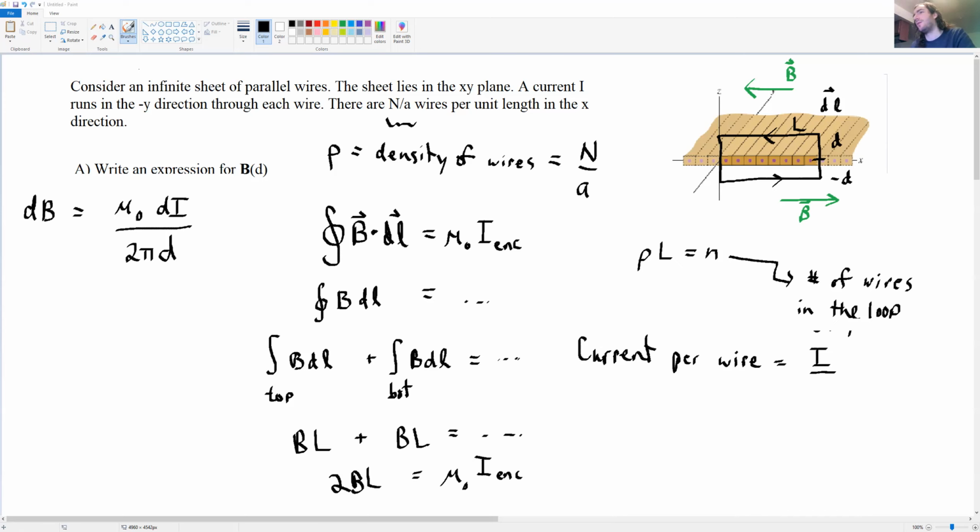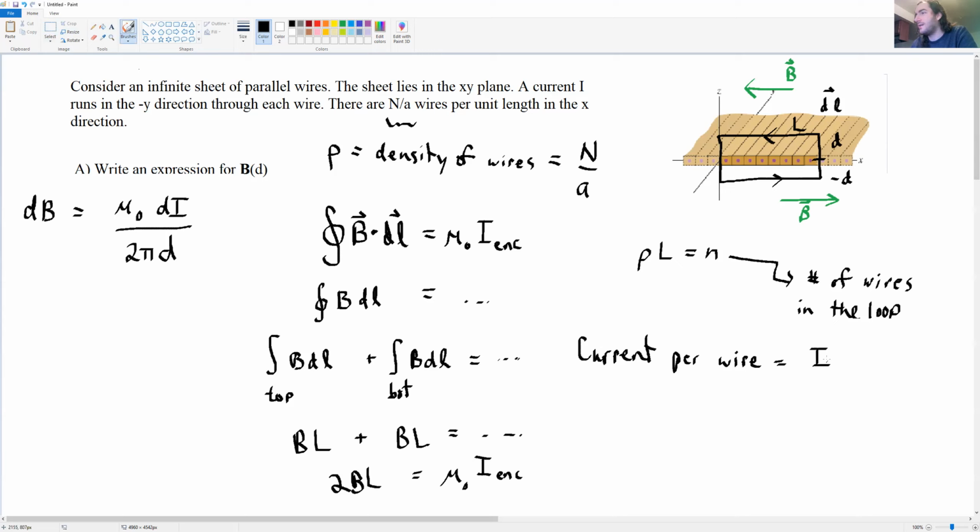Oh, I misread the problem. Okay, that's why I was confused. Did I write the question incorrectly? Because I was just reading it here on Paint. A current I runs in the minus Y direction through each wire. Oh, okay, I just missed that. Silly. Okay, yeah, so it makes perfect sense now.